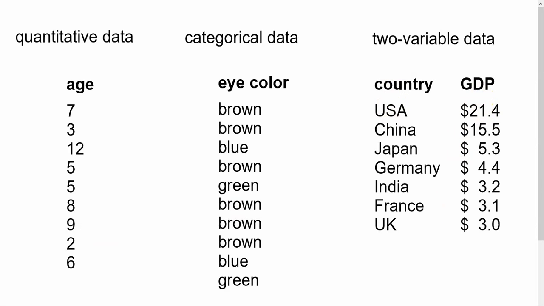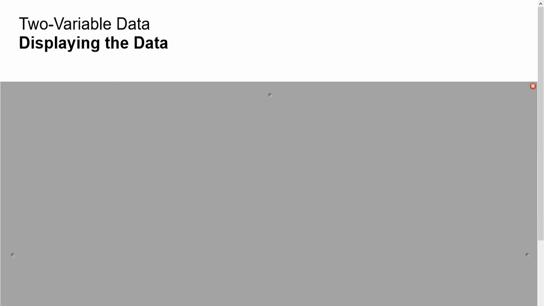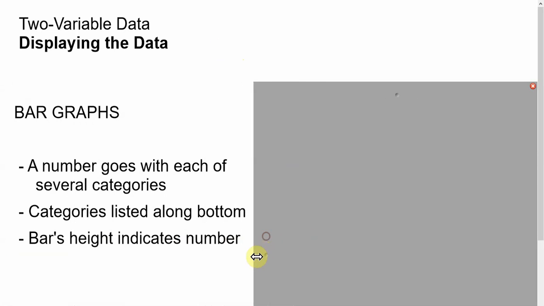Okay, so what can we do with a situation like that? What we want to focus on is simply displaying that data rather than just looking at the table, the list of countries and dollar amounts. What could we do instead? What could we visually do so that it's more apparent what's going on? And so what we want to talk about here is called a bar graph.